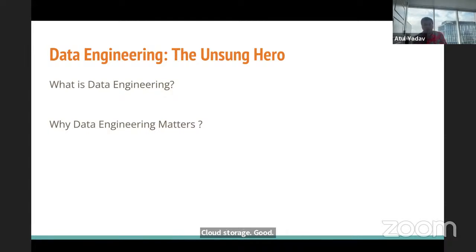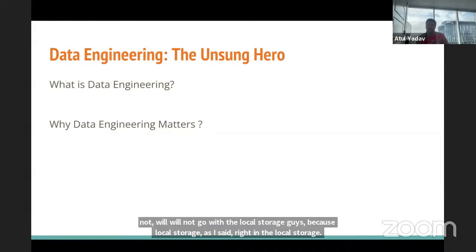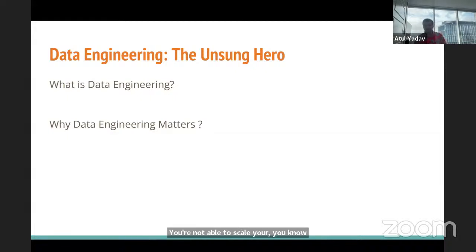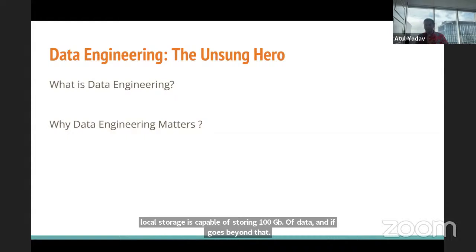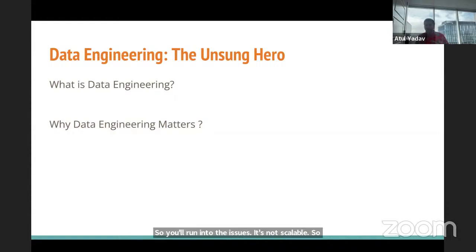We will not go with the local storage, guys, because in the local storage, as I said, you're not able to scale this platform if it crosses a certain limit. For example, your local storage is capable of storing 100 GB of data, and if it goes beyond that, you'll run into issues. It's not scalable. So cloud, yeah. So what exactly in cloud?